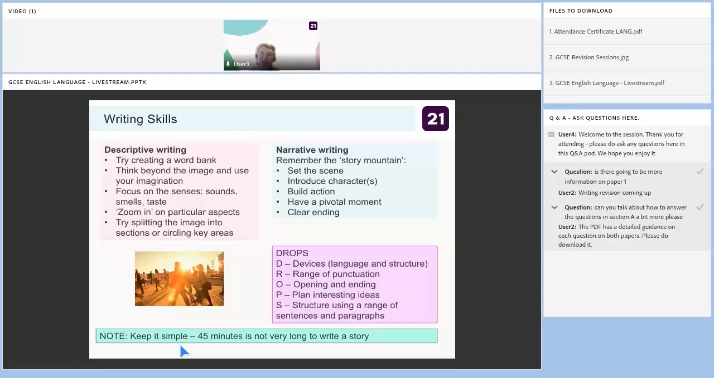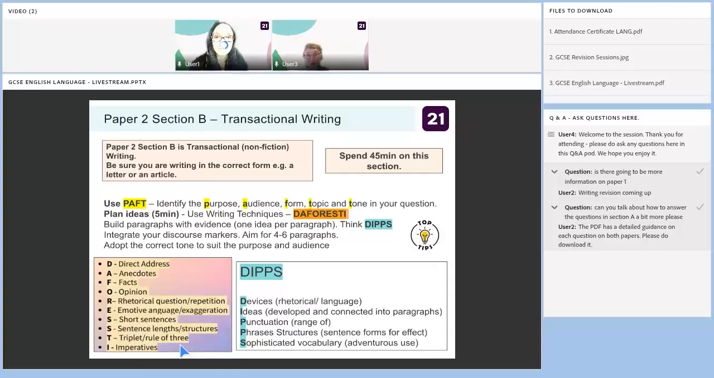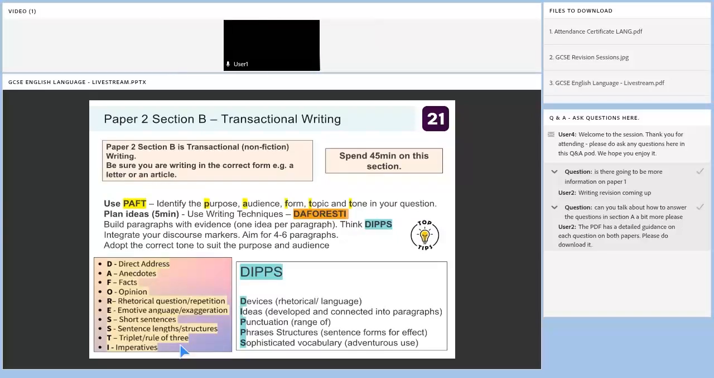I'm now going to hand over to Shamima, who's going to talk to you about the paper 2 writing, which is transactional. Thank you, Cara. So paper 2 is your transactional writing task. So remember, you don't have a choice for this particular section in the exam. There is only one task and you have to have a go at answering it. We recommend that you spend 45 minutes on this particular section.